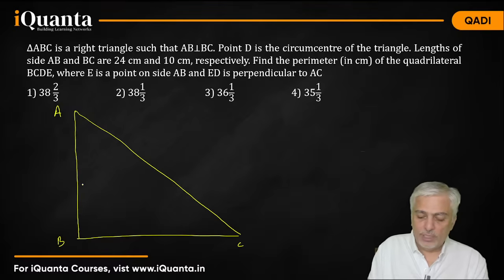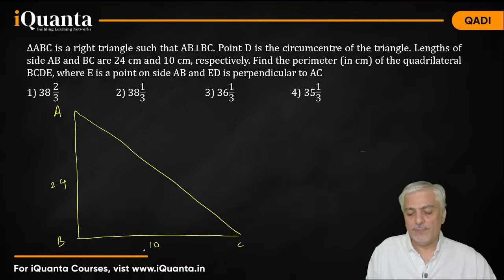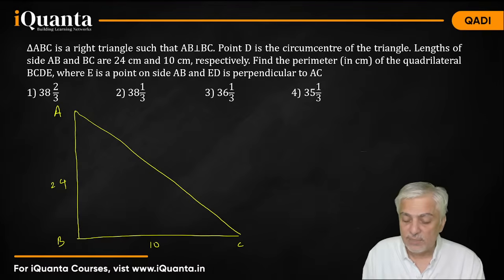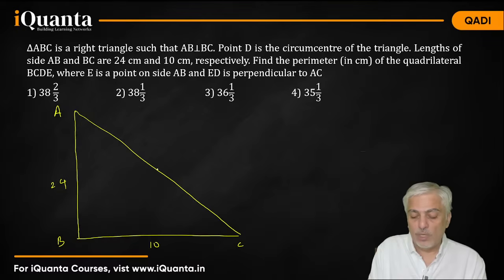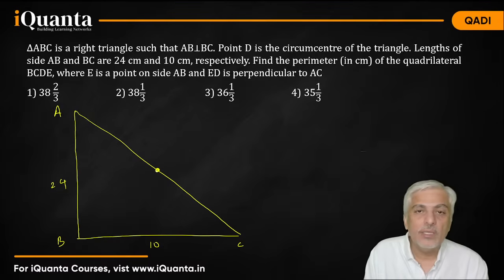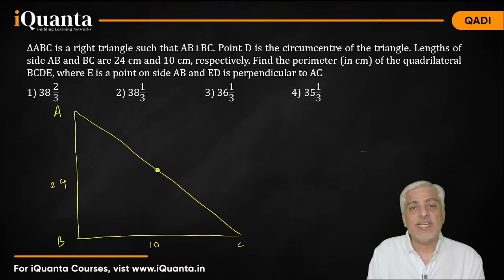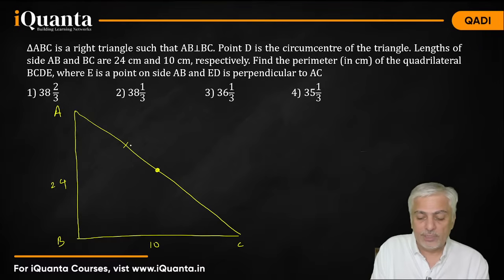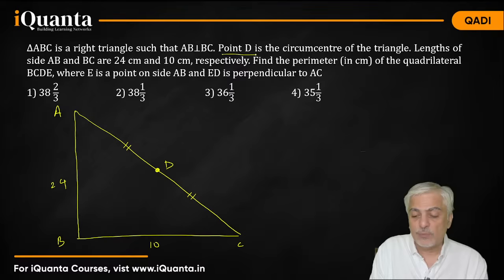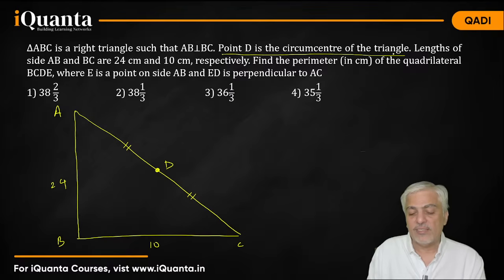AB is perpendicular to BC. So this is 24 and this is 10 respectively. D is the circumcenter of the triangle. Now I hope you remember the property of the circumcenter of a right angle triangle. The circumcenter of a right angle triangle will always lie on the hypotenuse and it will be the midpoint of the hypotenuse. So you get D as the midpoint by this property.